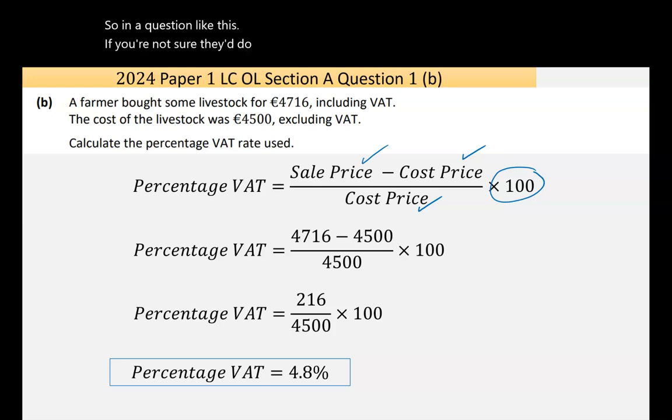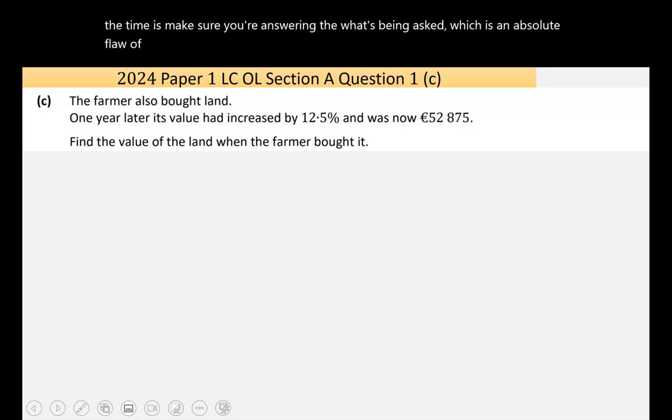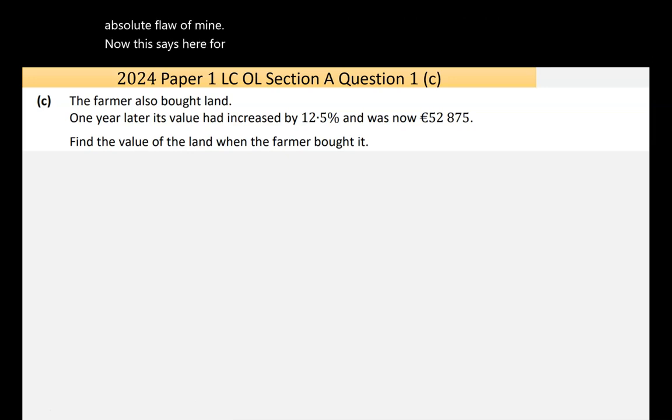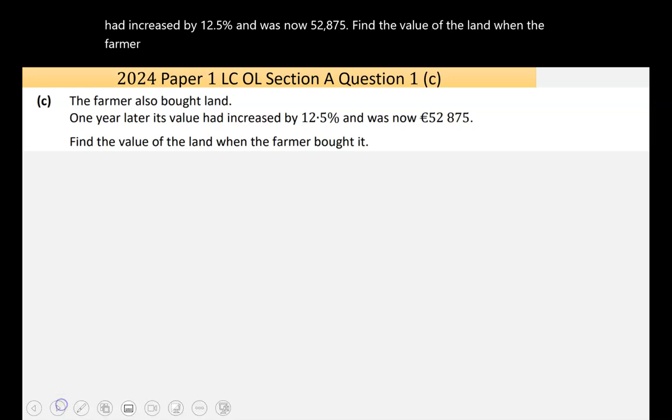Okay, it's very important to read the question multiple times, make sure you're answering what's being asked, which is an absolute flaw of mine. Now, this says here for part C, the farmer also bought land. One year later, its value had increased by 12.5% and was now 52,875. Find the value of the land when the farmer bought it.